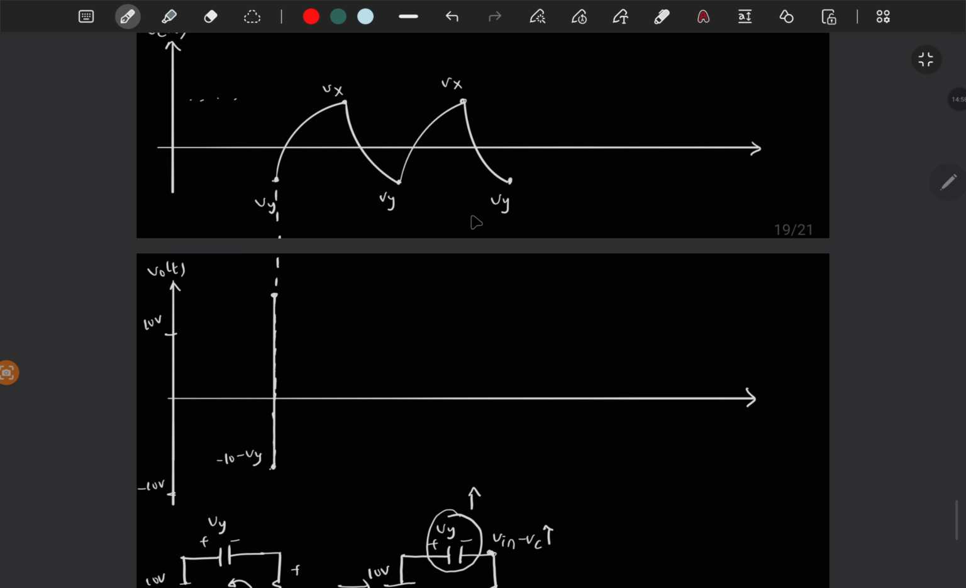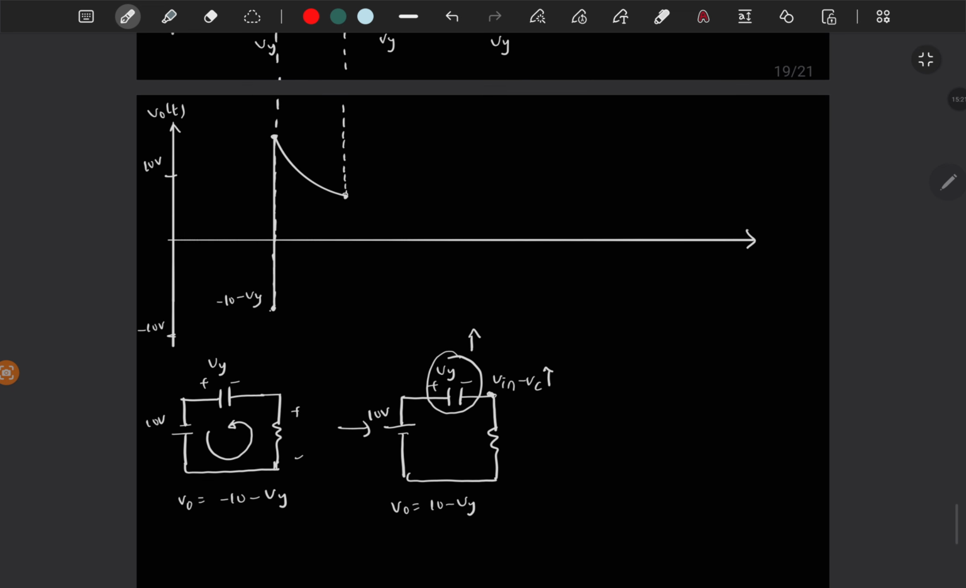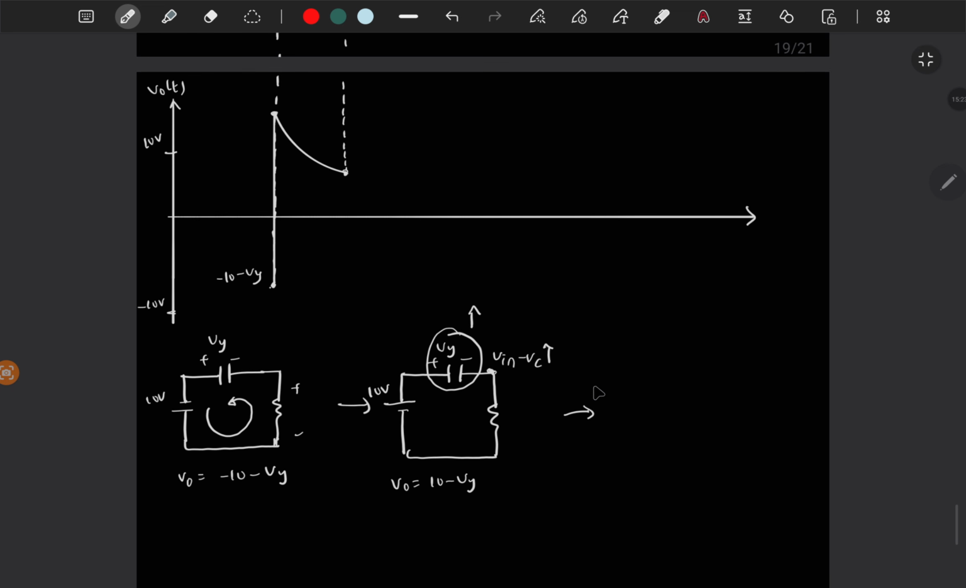So you will see this kind of exponential decay. So at this point, input voltage is 10 volt and the capacitor is charged to Vx, then the output voltage is changed from this point to 10 minus Vx. So from here to here, the capacitor is charged to plus Vx.